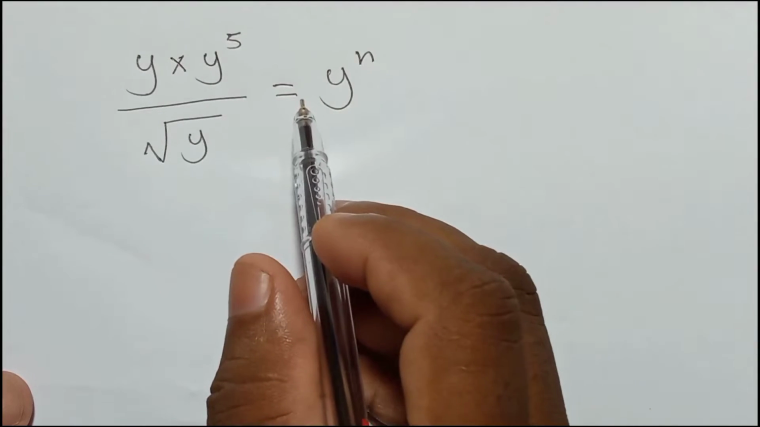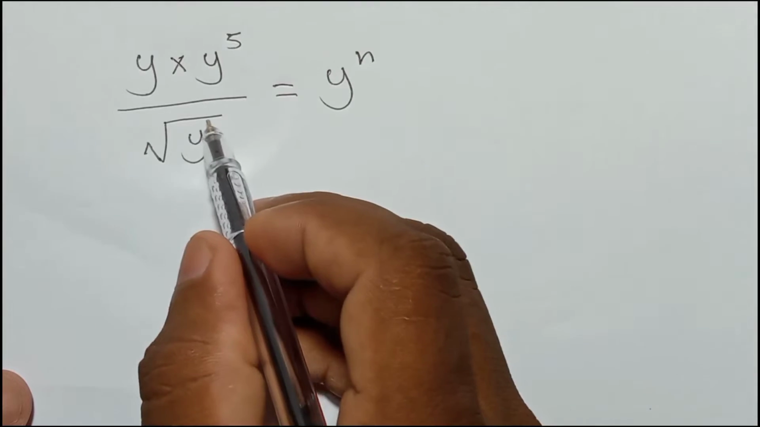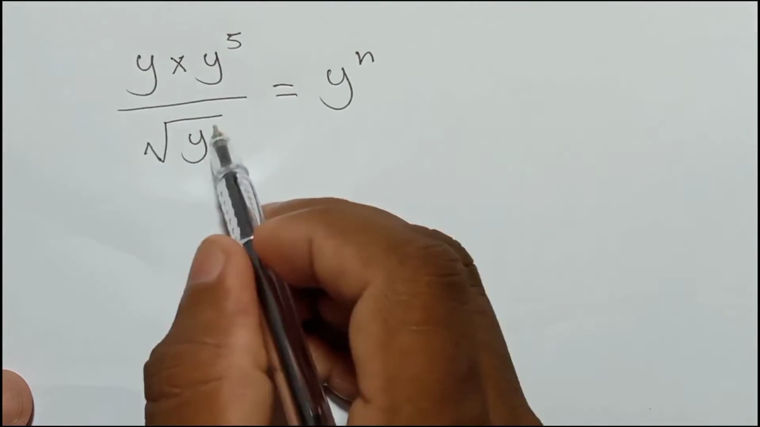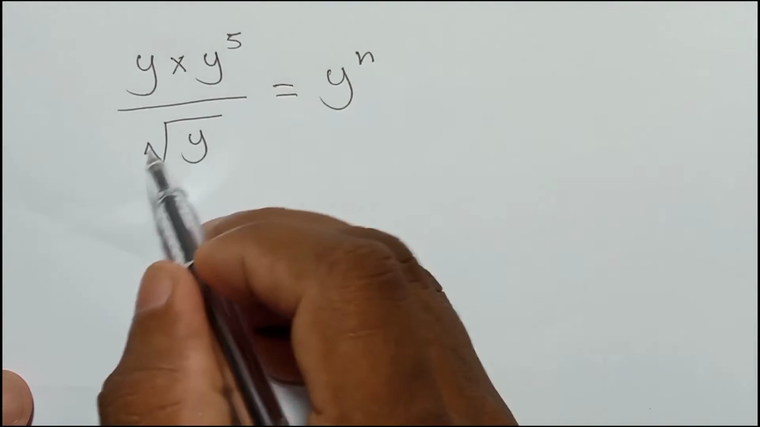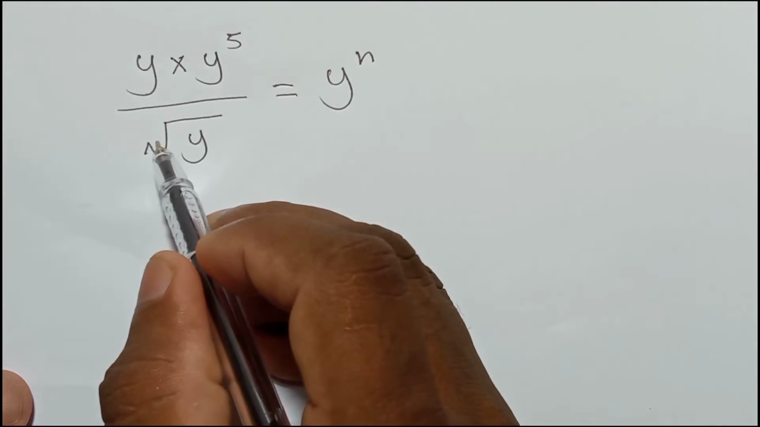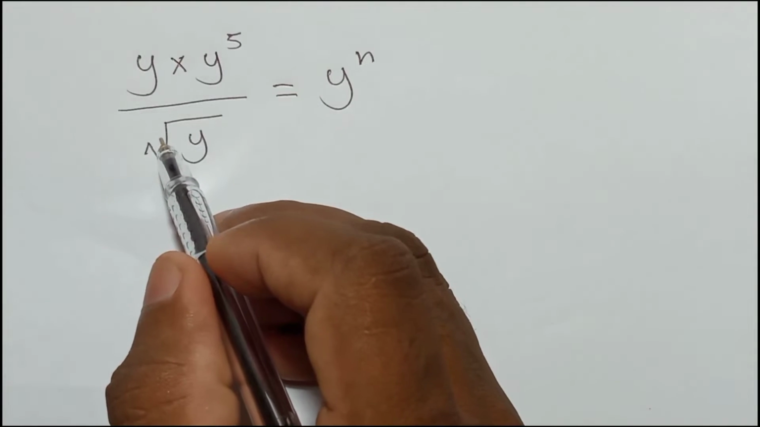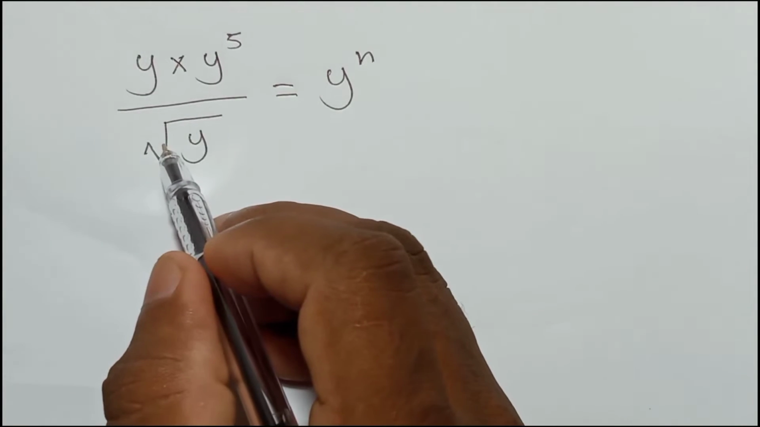Here we need to find the value of n, right? Now here you need to know, when you have this sign, normally you can call it the radical sign. Now here there's no number, that means this is a square root, right? A square root. This we can write as an index.